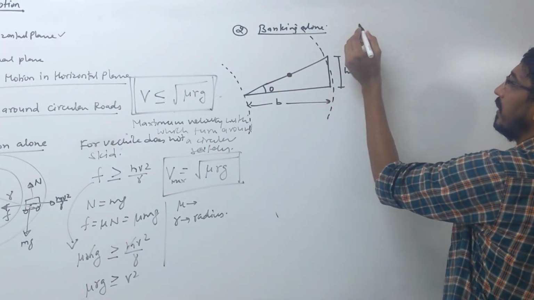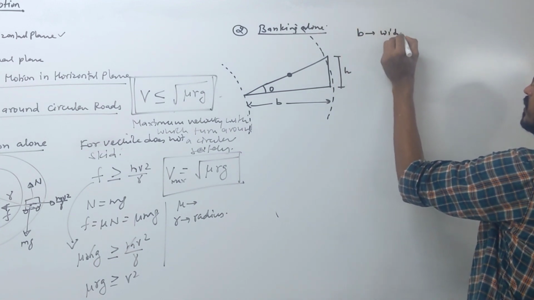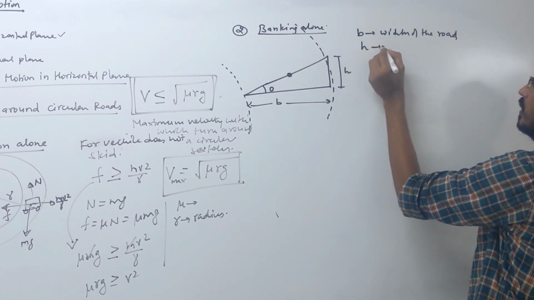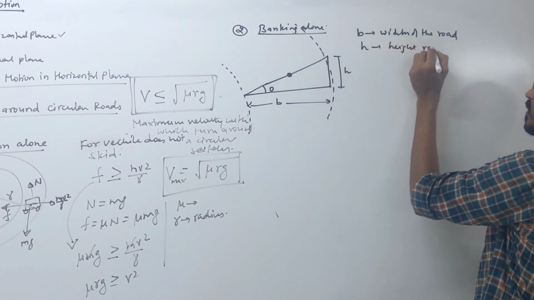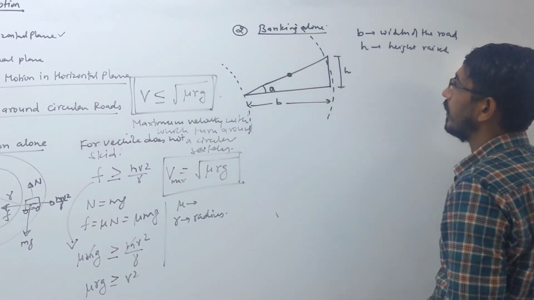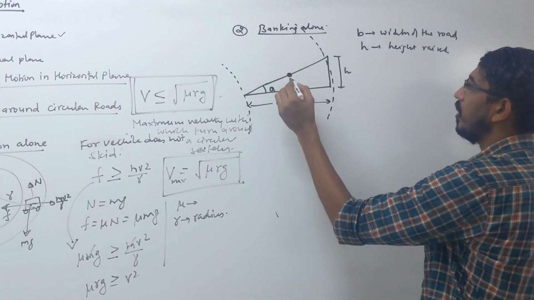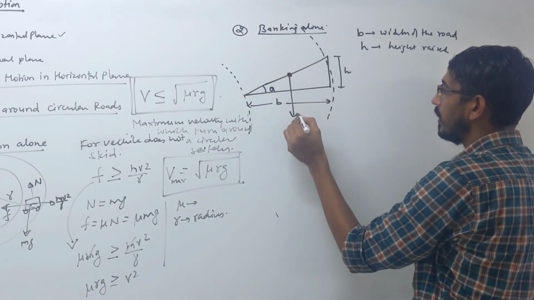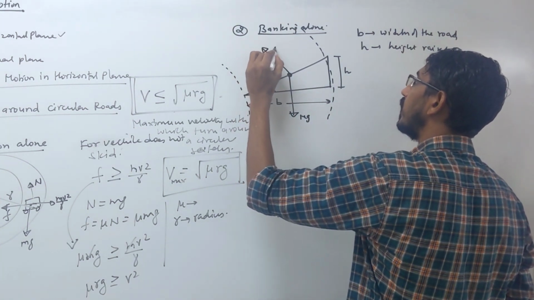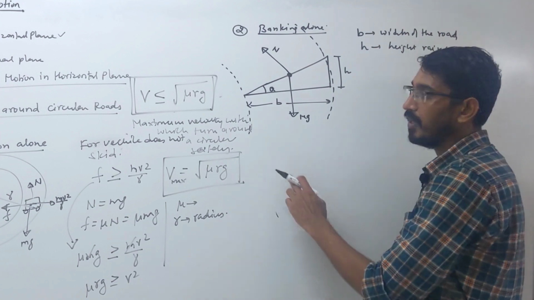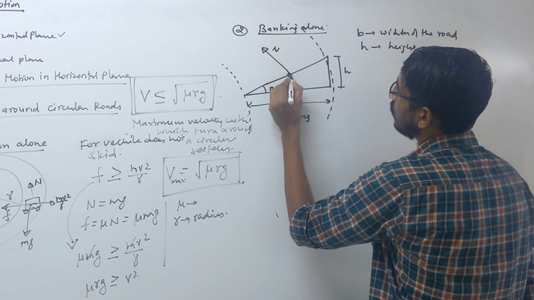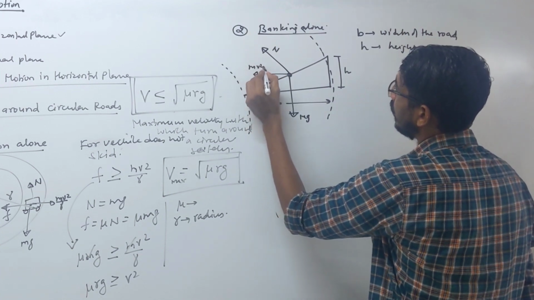So I am writing here, b is the width of the road, and h is the height raised. This is the angle made, theta. Now look here, suppose your vehicle is here, then how are the forces acting? Mg will act straight downward. Then the normal reaction is always perpendicular to the surface. No friction here, friction we did alone earlier, now banking only. Then the centripetal force will be toward the center, that's mv square by r.